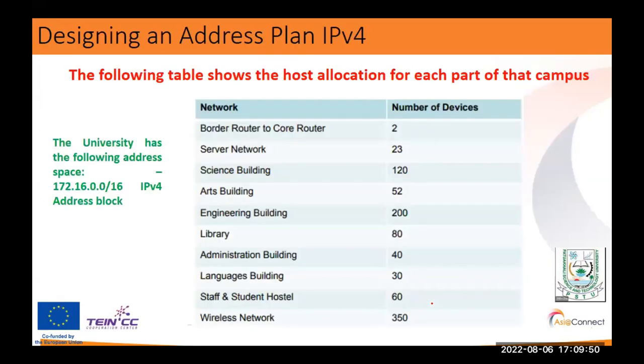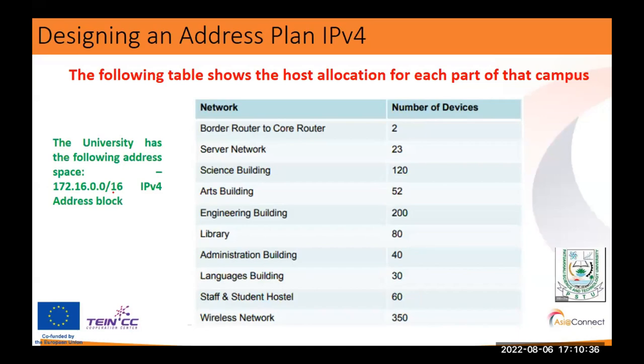Another issue: I want to give a brief description of designing an IPv4 address plan. This is a campus network and we have these networking components: the number of devices in our campus, border router, core router, server network, science building, arts building. This way we need all the information. So this is our basic information of a campus network. If the university has taken the IPv4 block 172.16.0.0/16, here n is 16. So how many addresses can we connect? 2^16. Okay, right.